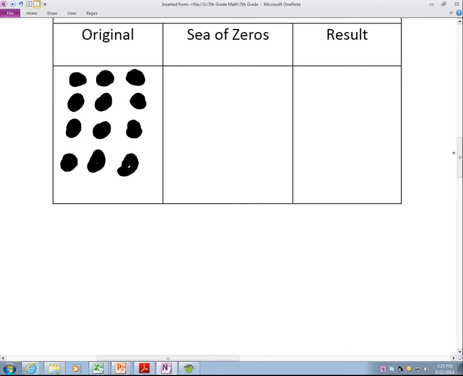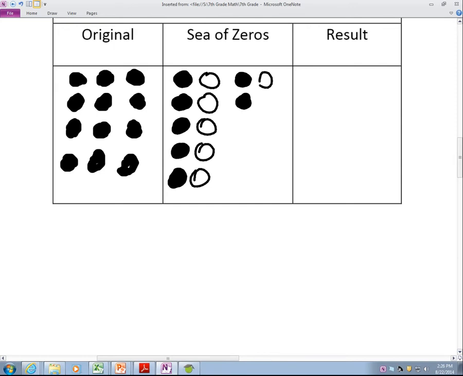But we want it to be a sea of zeros. So how many zeros in a sea of zeros? How many are we going to create? Let's go 7. I heard a couple people say it. Let's go 7. I'm going to do it like this. 1, 2, 3, 4, 5, 6, 7. 1, 2, 3, 4, 5, 6, 7. So there's our sea of zeros.